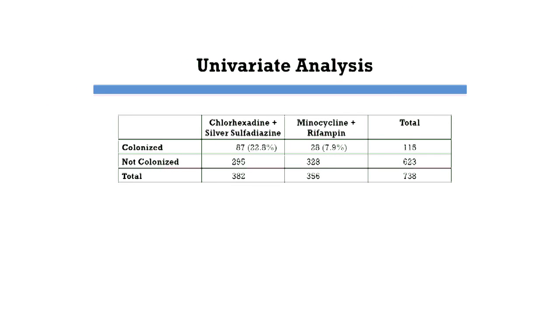Here in this table, you see that the columns are each of the treatment groups and the total numbers of patients. You see on the right-hand side that there were 738 patients in total, and 115 of those patients experienced catheter colonization. Now let's look at the results by treatment group. In the chlorhexidine arm, there were 87 colonizations, that's 22.8%, whereas in the minocycline plus rifampin arm, there were 28 colonizations, only 7.9%. So we see that the ratio of colonization was about 3-to-1 here.